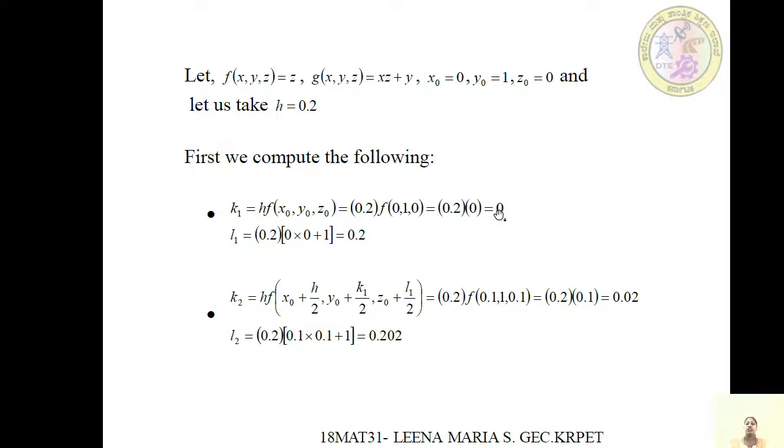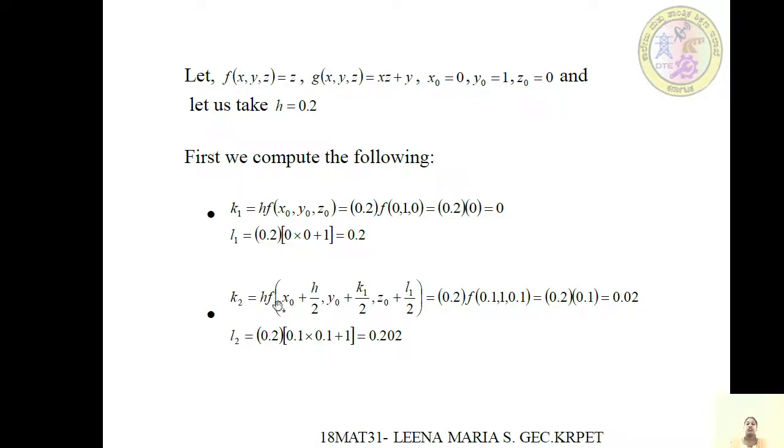0.2 into 0, we get 0. L1 equals 0.2 into your second function. The second function is nothing but x into z plus y. X is 0, z is also 0, plus y is 1. On simplifying this, we get 0.2.